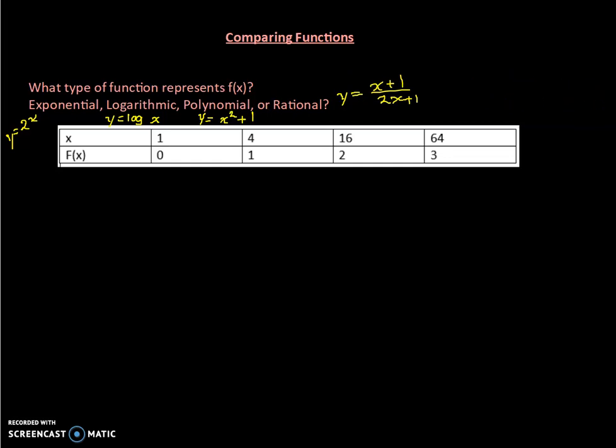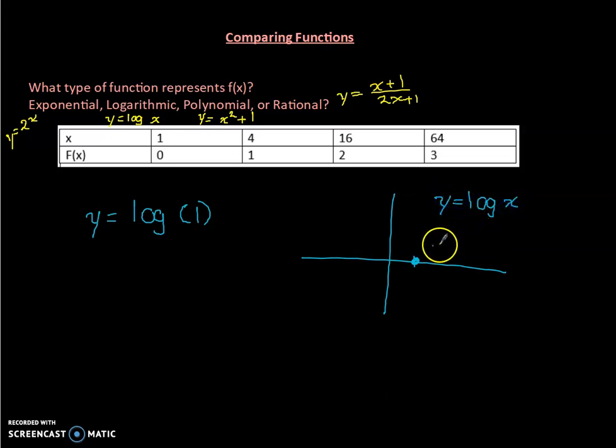So what draws my attention to this table is the only way that I'm going to input something as 1 for x and get 0 is if I'm dealing with a log, because remember that that's one of the key points of the graph. If you remember what a log graph looks like, I know that's not straight. 1, 0 happens to be one of the key points of a log parent graph. So this draws my attention to a log graph.